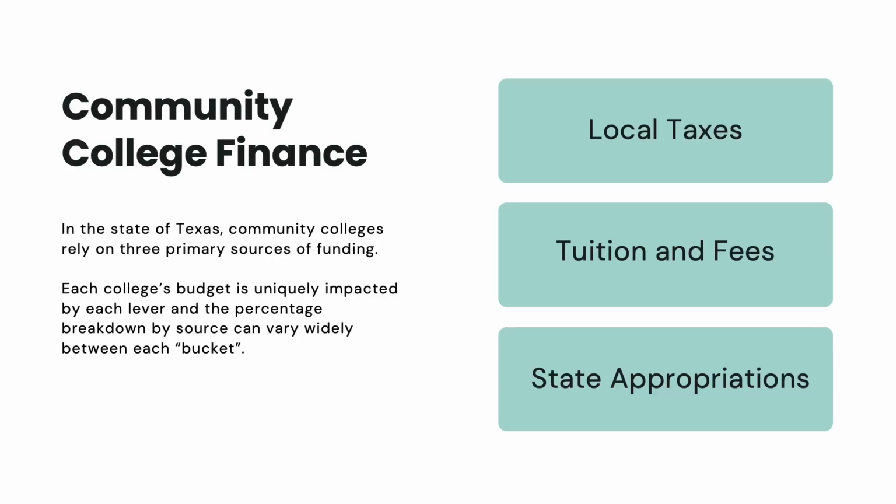All right, so with regard to community college finance, you have three main buckets. We oftentimes refer to these as levers, right? So you push one, pull one to get to your ultimate overarching budget.